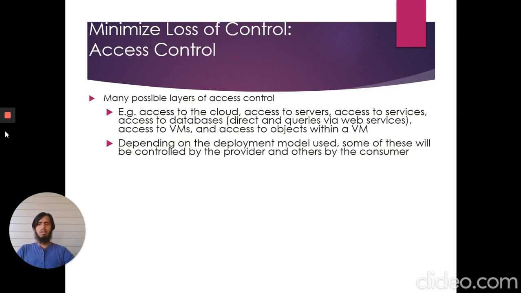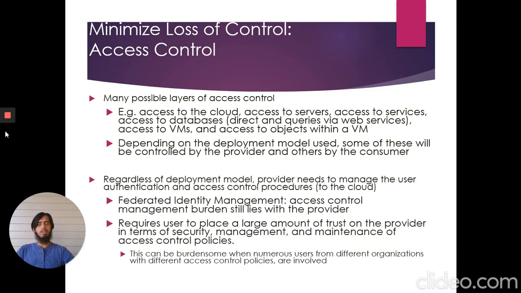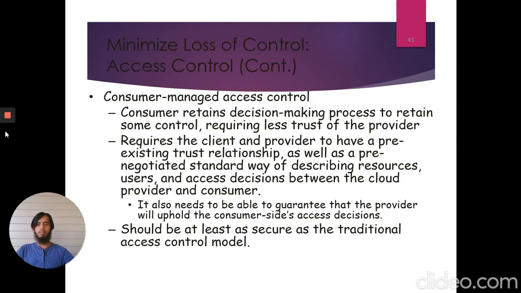And then, in minimizing loss of control, access control is also very important. There are many layers of access control. The provider should give the client particular access controls, and the provider should have particular access controls in order to safeguard the data and the interest of the client. The client needs to give some control of their data to the provider, and the provider needs to give some control of their cloud to the clients, so that the business of cloud sharing, cloud providing, and cloud services goes in a smooth way.